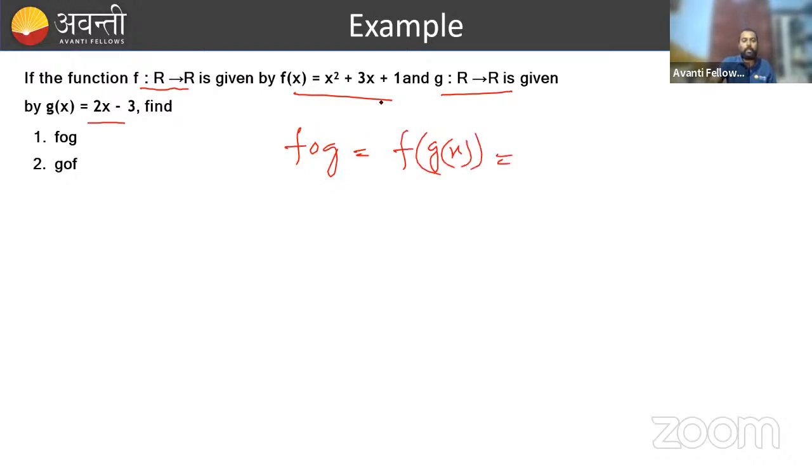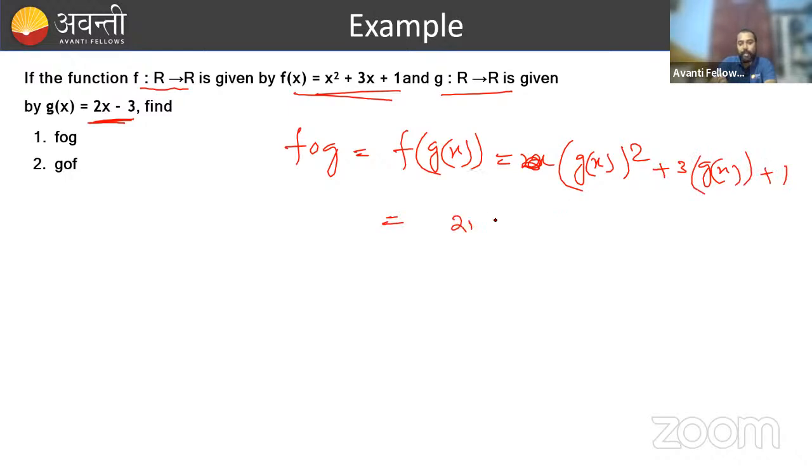Which can be written as, what is g of x? Here it is given as 2x minus 3. What is f of x? x square plus 3x plus 1. So in place of x, what we'll write? We'll write 2x minus 3. Let's simplify first. g of x is your input, that is, in place of x, we'll write g of x square plus 3 into g of x, plus 1. So that is g of x square, that is 2x minus 3 whole square, plus 3 into 2x minus 3, plus 1.